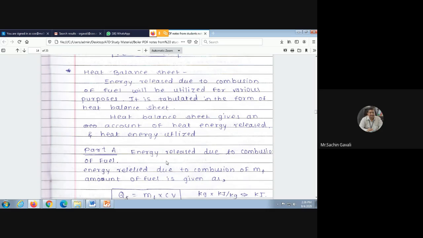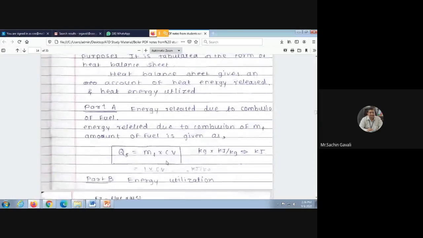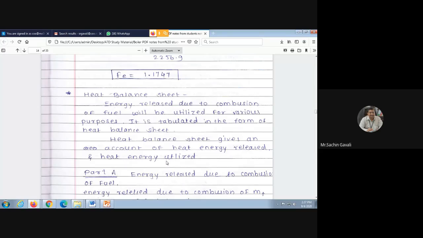Okay. Now, up till now, look at the numericals we have solved. This is the only exceptional numerical where efficiency came to 89%. But in actual case, the efficiency of a boiler generally ranges from 60 to 70%. What does this indicate? Anybody? Efficiency of boiler is generally 60 to 70%. Then what will be the conclusion?